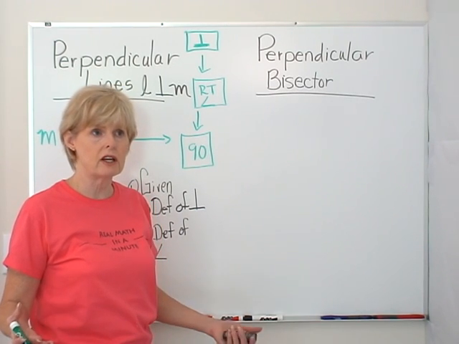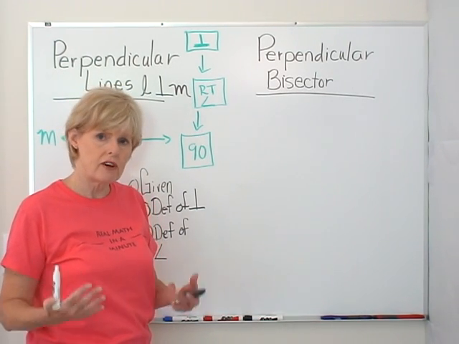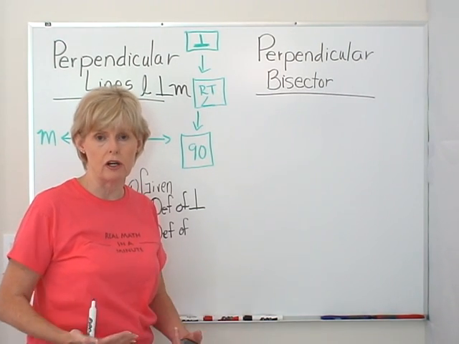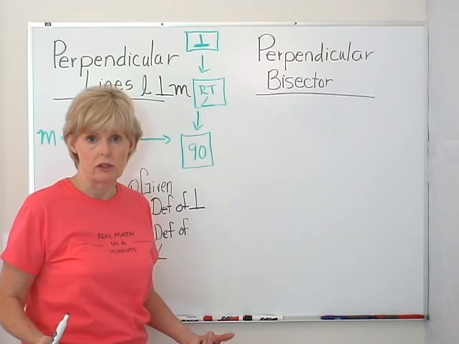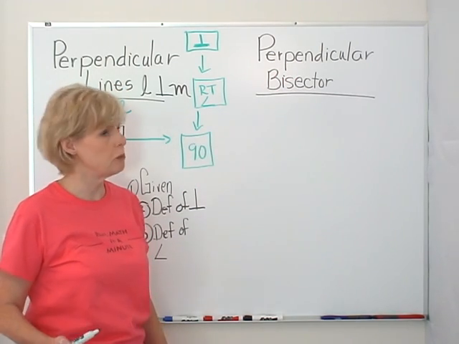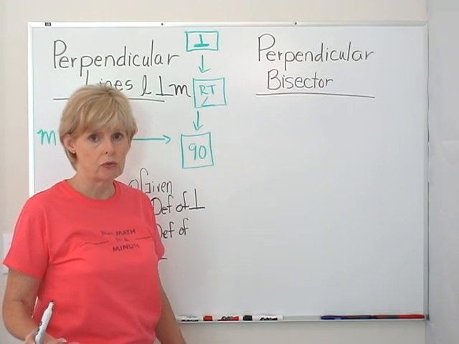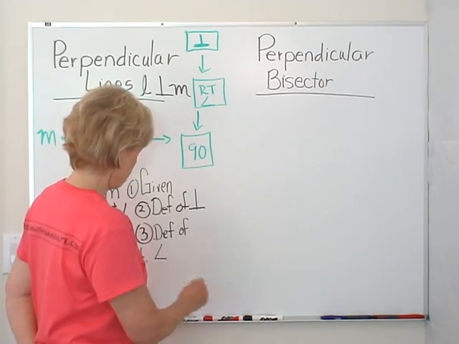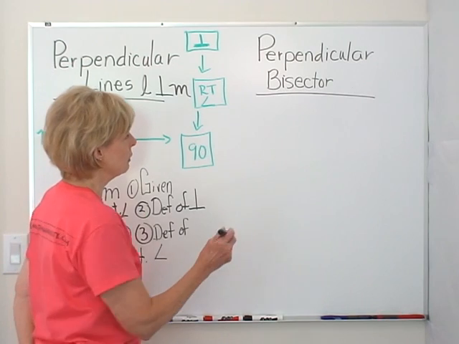We know that a bisector is something that divides either an angle or a segment into two equal parts that have equal measure. So when we are given a perpendicular bisector, we are given two pieces of information. So let's go with that and see how that looks.